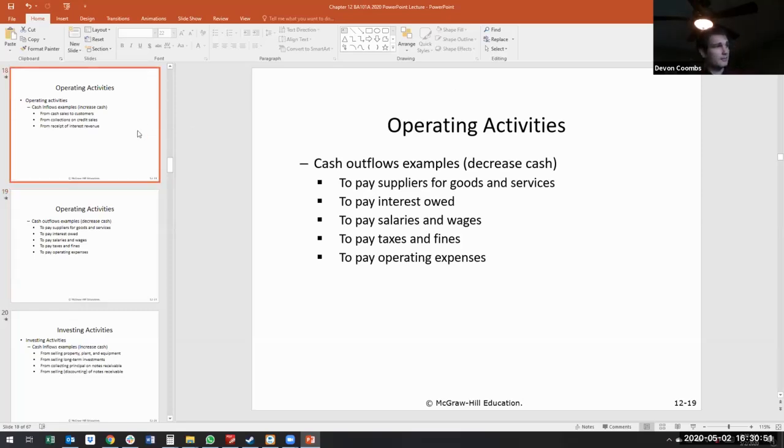You'll need to know on your exam inflows and outflows for operating activities and examples. I'll test you on this.